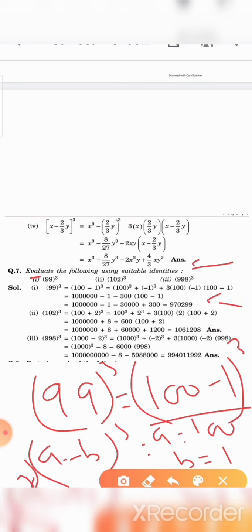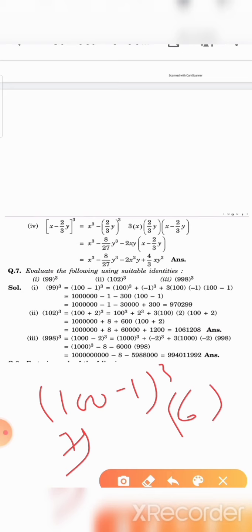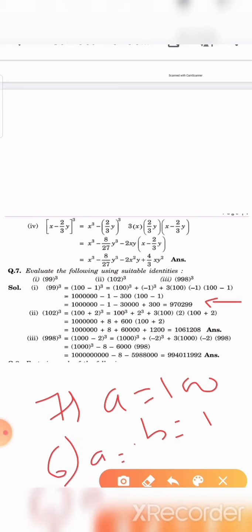Write the step as 100 minus 1 cube. Here we can use directly identity number 7 or identity number 6. If we use identity number 6, then we compare the term, we get a is equal to 100 and b is equal to minus 1. And if we use identity number 7, then comparing the term, we get a is equal to 100 and b is equal to 1. So here I am using identity number 6. So comparing the term, we use a is equal to 100 and b is equal to minus 1.